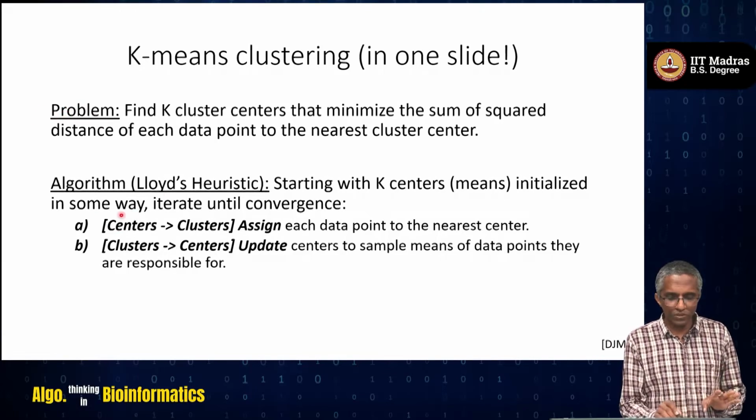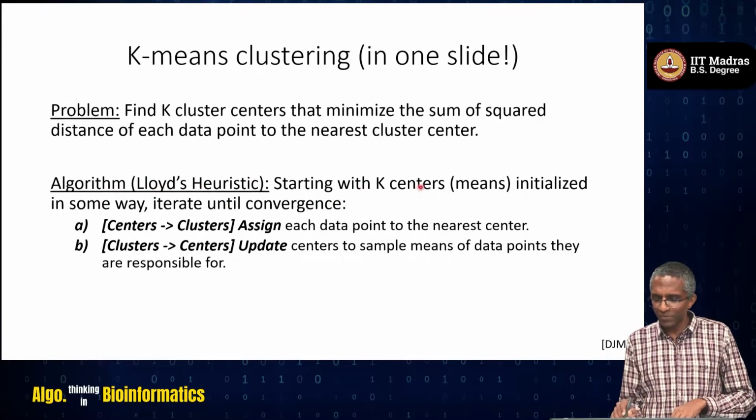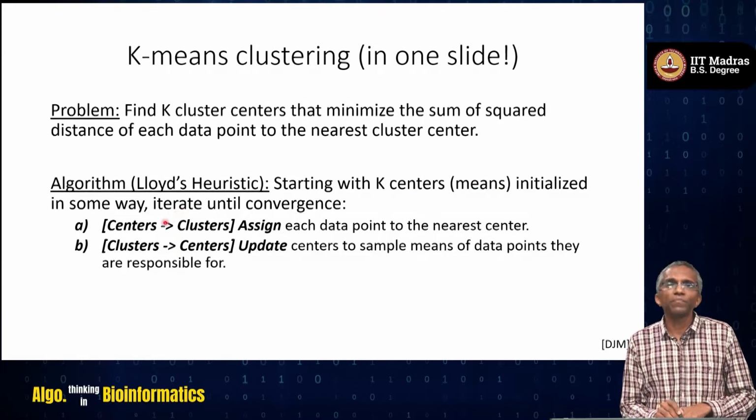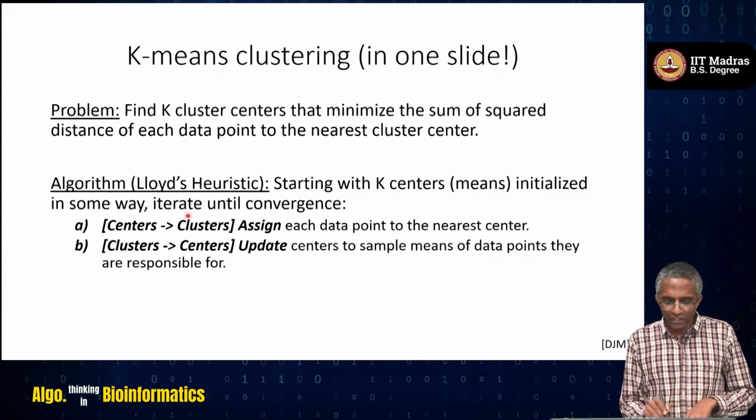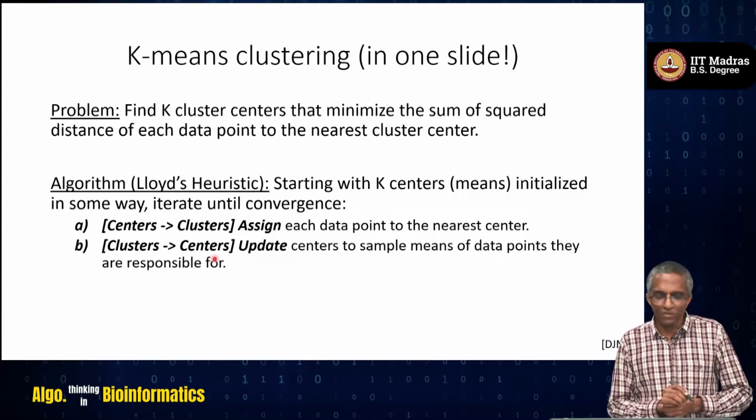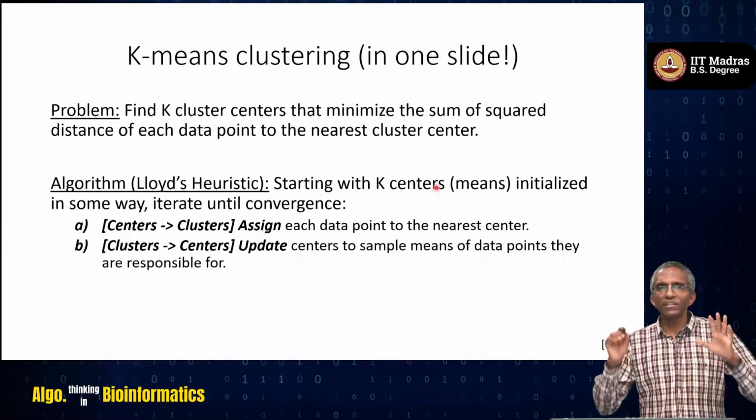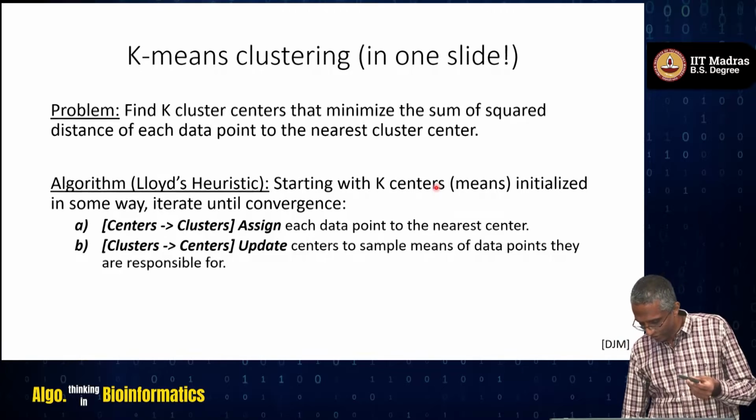So, we resort to a heuristic that's called Lloyd's heuristic, and this is the hard k-means algorithm. You start with some k centers, sometimes also referred to as means, that are initialized in some arbitrary way, and then you iterate these 2 steps until convergence, okay. So, you have a set of k centers, lying in the same space as the objects you are trying to cluster, okay.